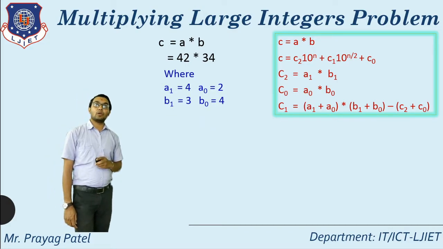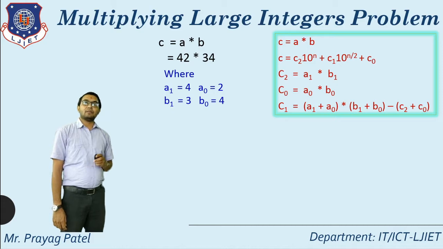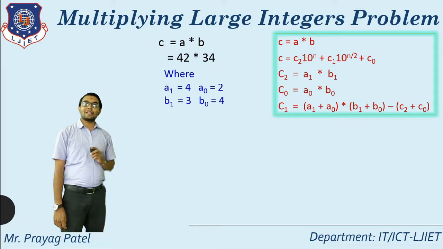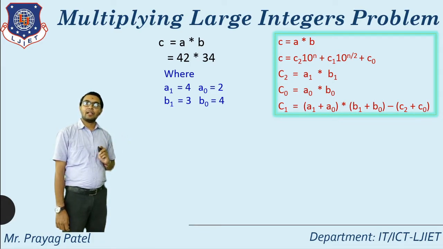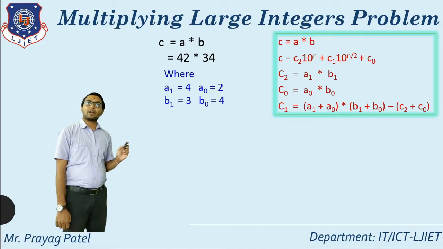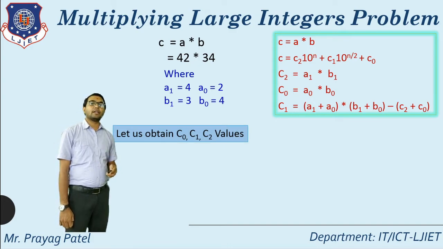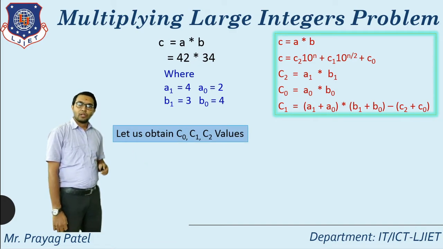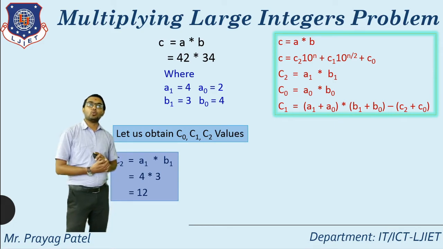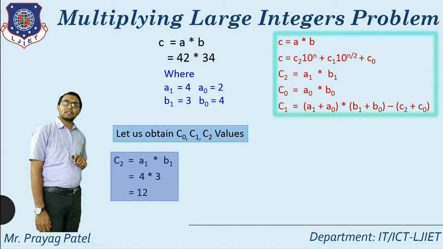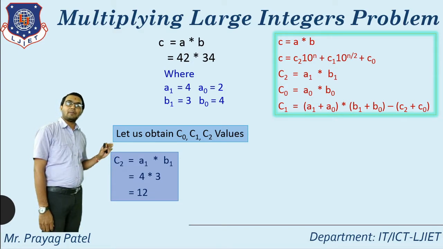Here C equals A multiply with B, so 42 multiply with 34. What are the values of A1, A0, B1, B0? Consider 2 as A0 and 4 as A1. Next in B, 4 is B0 and 3 is B1. Now we calculate C0, C1 and C2. First calculate C2. C2 means A1 multiply with B1, so 4 multiply with 3 equals 12.